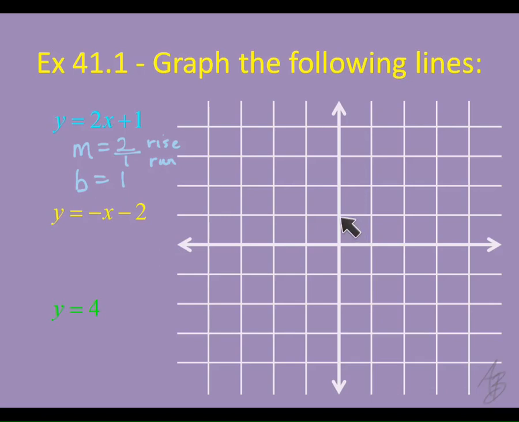Maya, you could be pointing to any point up there, but I think that's where you're going, right? Okay. So this right here is going to be our y-intercept, so we should put a point there. And then our rise over run is 2 over 1, so which way should I go? Up 2 and right 1.